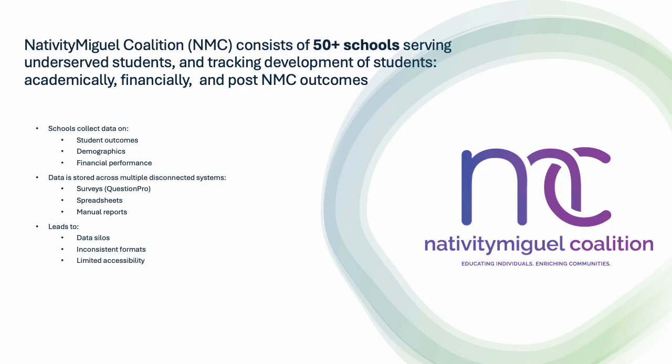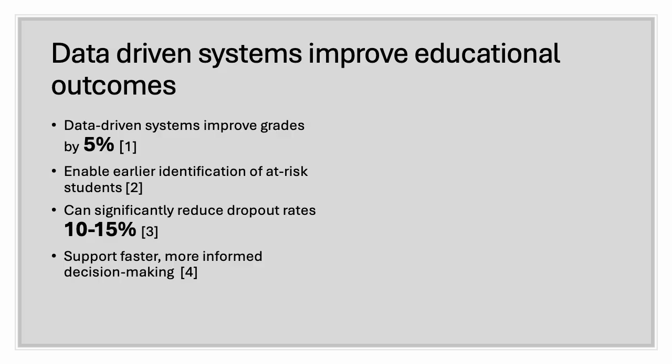However, data is spread across surveys, spreadsheets, and manual reports. This can lead to data silos, inconsistent formats, and it makes it difficult to quickly access insights or compare schools. This matters because data-driven systems have been shown to improve student outcomes. They can improve grades by 5%, and help identify at-risk students earlier and reduce dropout rates by 10 to 15%. They also support faster, more informed decision making.